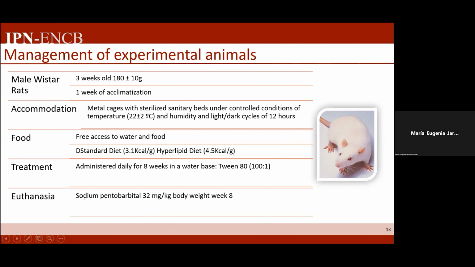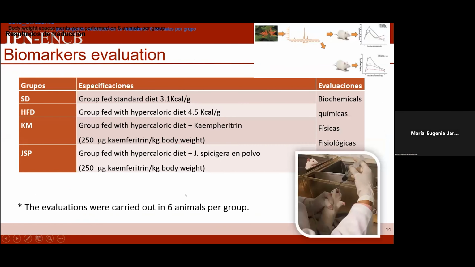Euthanasia was with sodium pentobarbital, 32 milligrams per kilogram of body weight. We have 4 groups: the standard diet group, the high-fat hypercaloric diet group, kaempferitrin with hypercaloric diet, and hypercaloric diet plus Justicia spicigera.